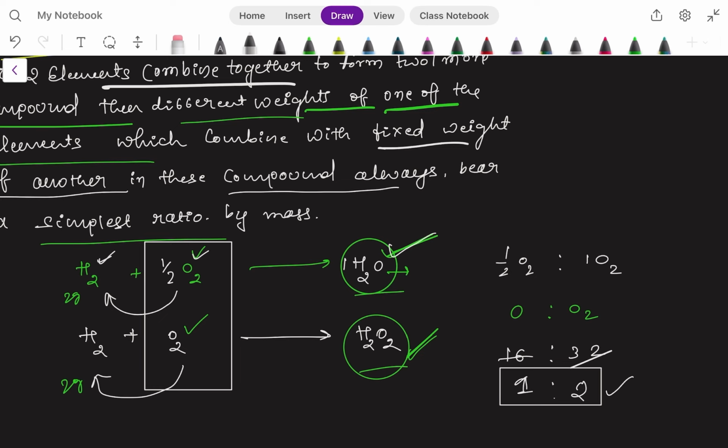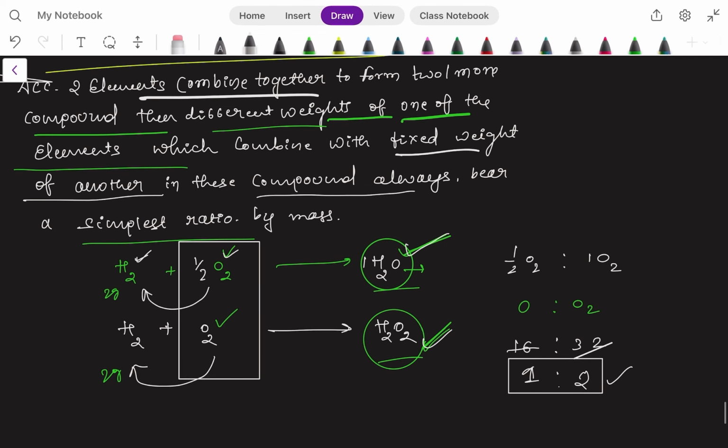Multiple proportion we have already discussed. Just understand one more time. In multiple proportion, the different compounds that form are compounds formed by the same two elements, and the mass of one element always remains fixed, and their ratio we are going to get as a simple whole number. That is what we call the law of multiple proportion. If you didn't understand this, we'll go for one more example.